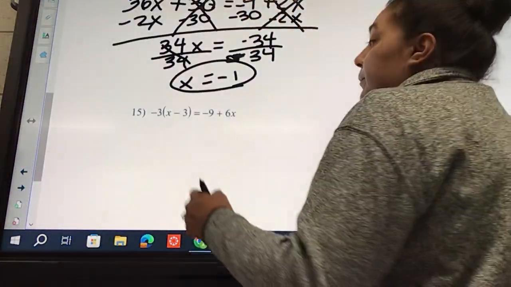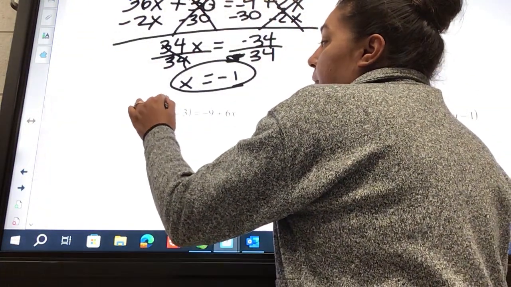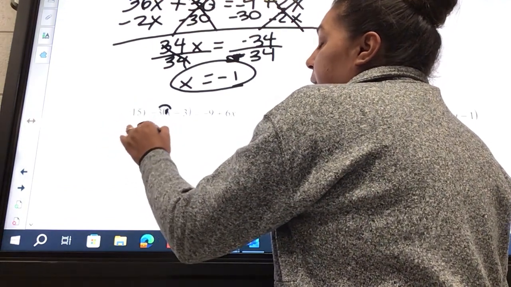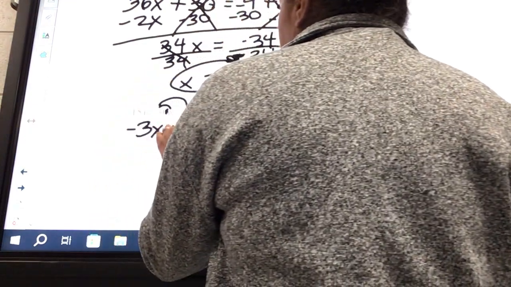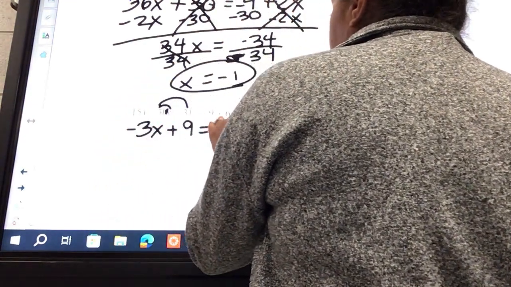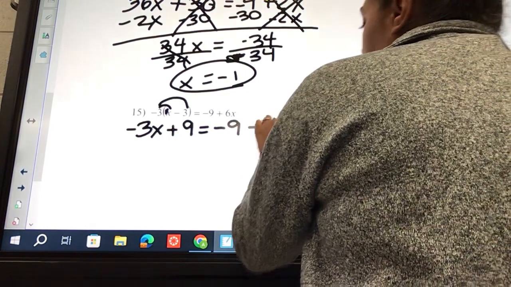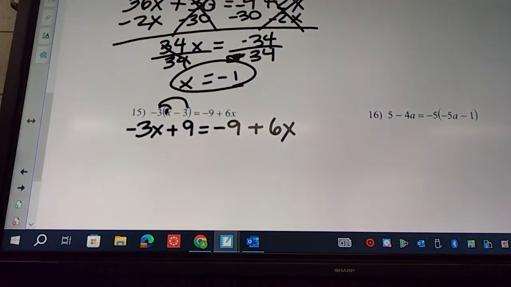Okay, last one. I can go ahead and put the 1. So negative 3 times 1 is going to be negative 3x. Negative 3 times negative 3 is going to be positive 9. Then I got a 9x, negative 9. I said that all wrong. Negative 9 plus 6x.